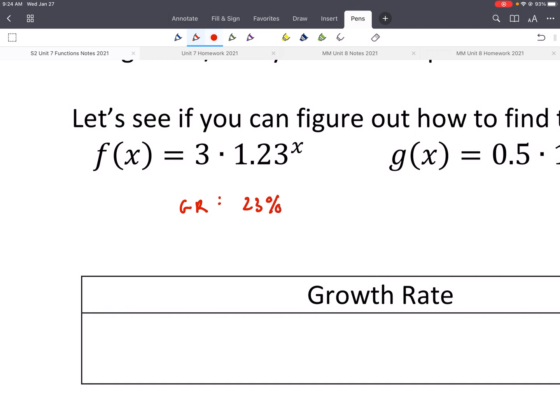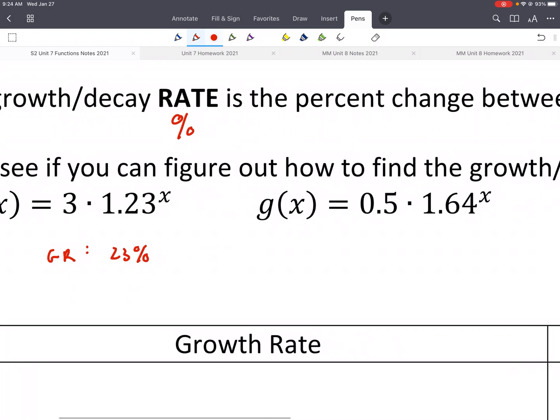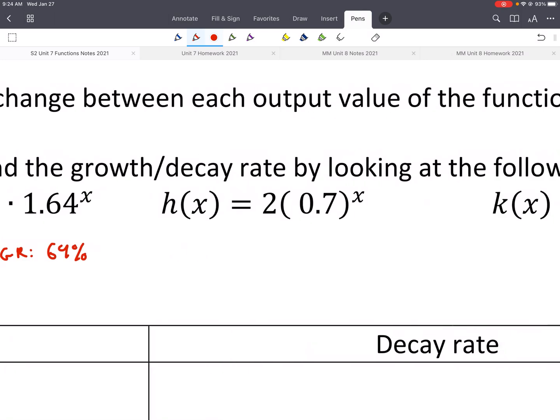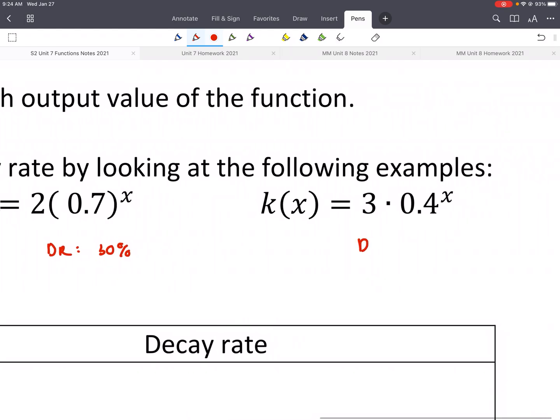So again, rates are percentages. Here's another one. This one is also growth, a growth rate of 64%. All right, so what do you notice? Here's another one. This is going to be a decay rate. Here will be 30%. And this will also be a decay rate of 60%.